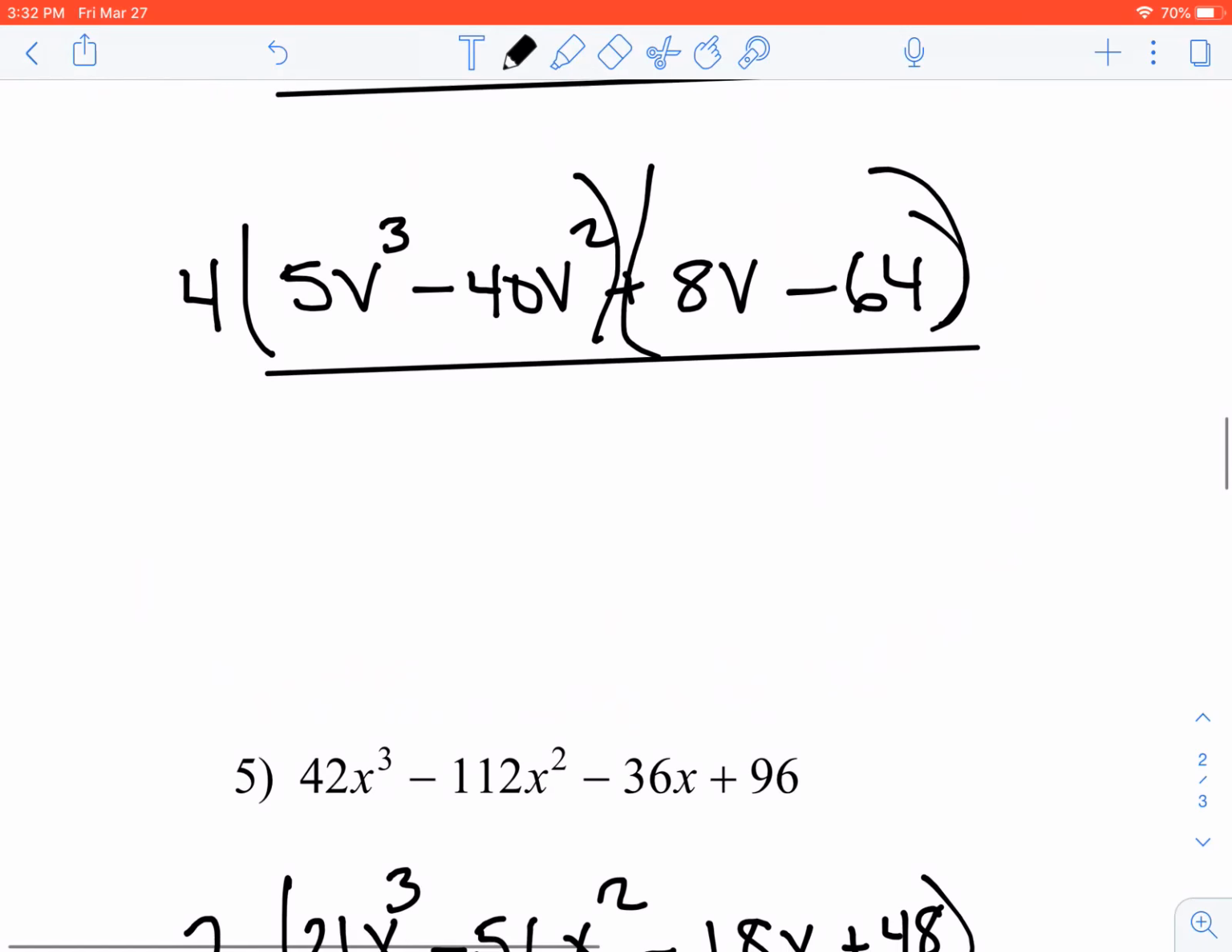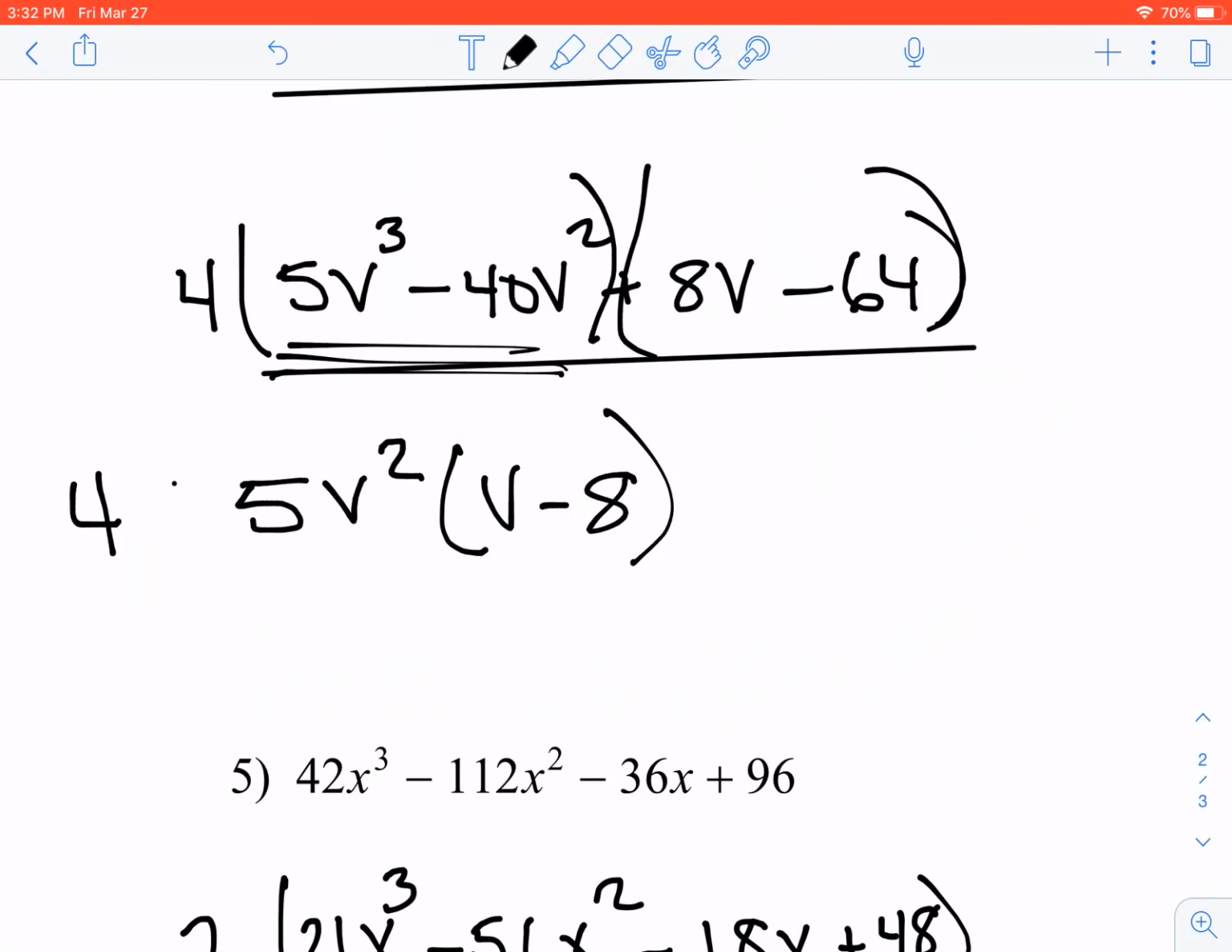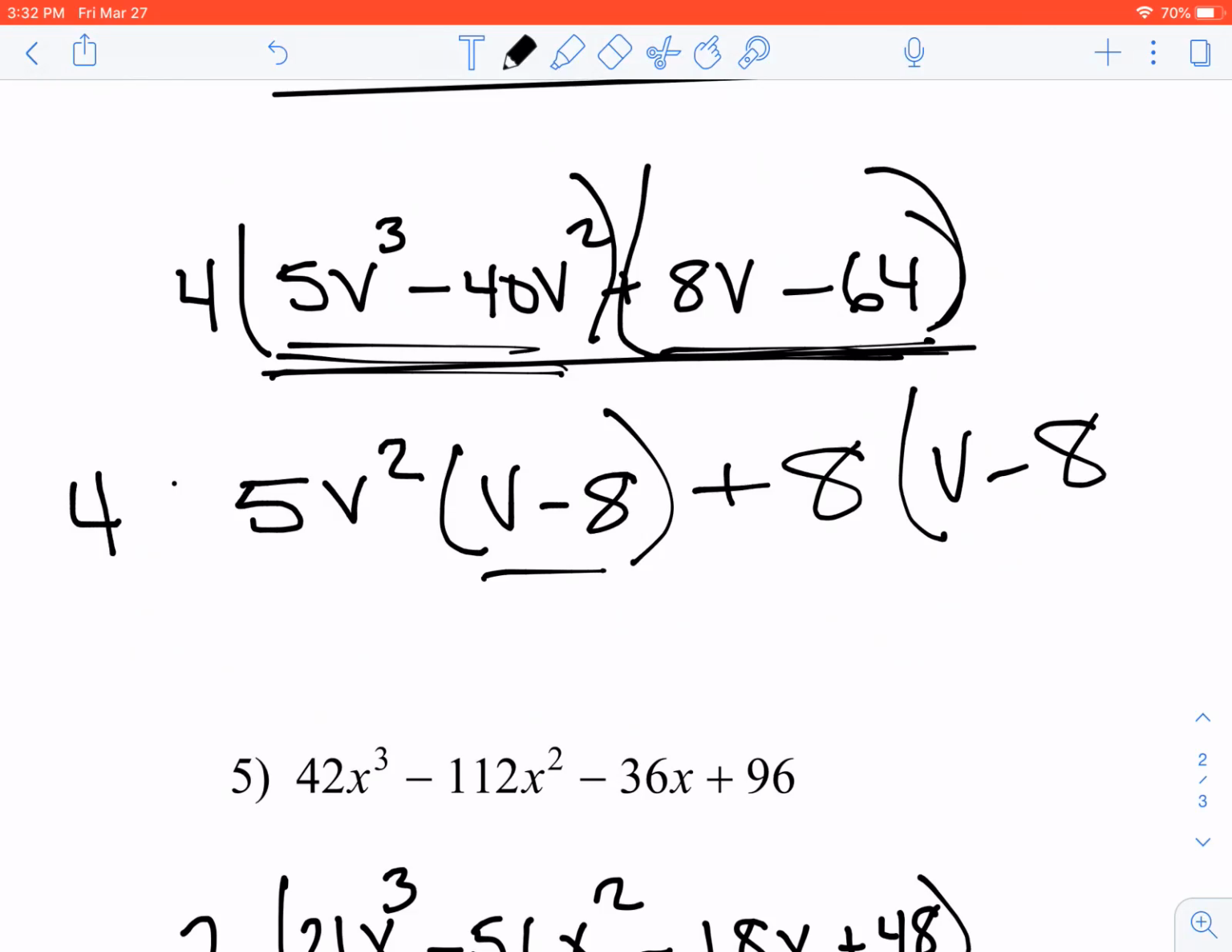Okay, so now I'm going to factor it by grouping. I'm going to take my 4 and leave that out front. And I'm going to take my greatest common factor of 5v cubed minus 40v squared, and that's going to be 5v squared. And what I'd be left with is v minus 8. Then I take my greatest common factor out of the next term, this one right here. And remember, I'm looking for a v minus 8 in parentheses, right? So if I take a plus 8 out, I'd be left with v minus 8.